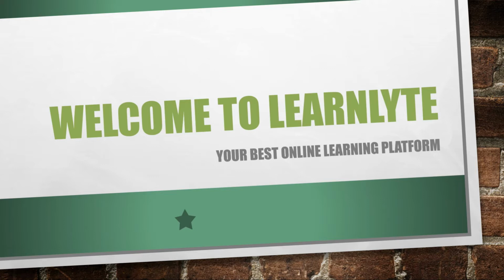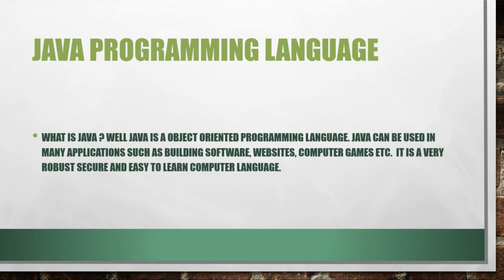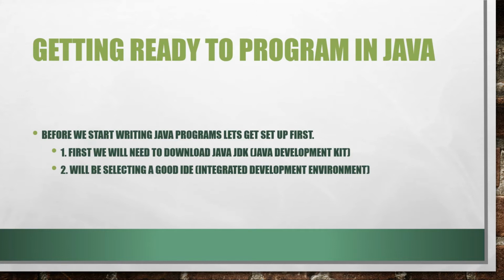So let's begin. The first thing we're going to talk about is the Java programming language. What is Java? Well, Java is an object-oriented programming language. Java can be used in many applications such as building software, websites, computer games, etc. It is a very robust, secure, and easy to learn computer language. Alright? So, getting ready to program in Java.